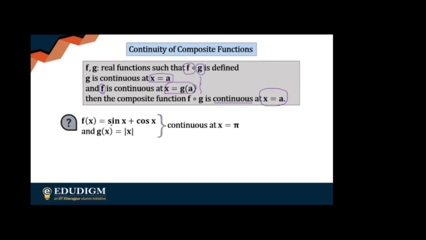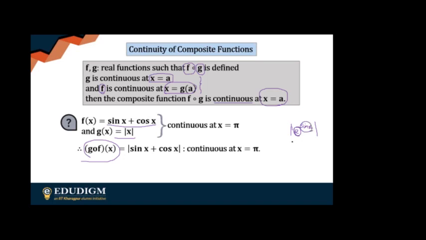If you look at them individually, this is something we have already done, and this is a modulus function, which is continuous everywhere. So obviously this is going to be continuous. What we have taken here is the composition. Suppose I give you e to the power sin x, mod of that. Very simple: e to the power x is always continuous, sin x is continuous, and then you take the modulus. All of these are continuous.